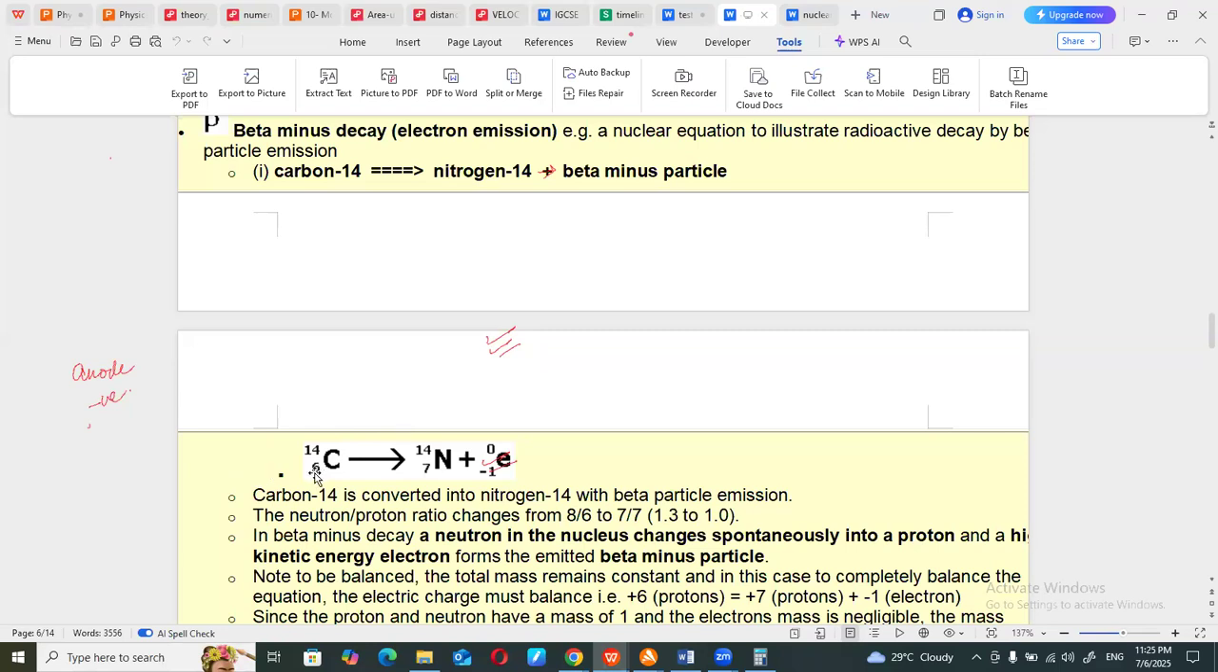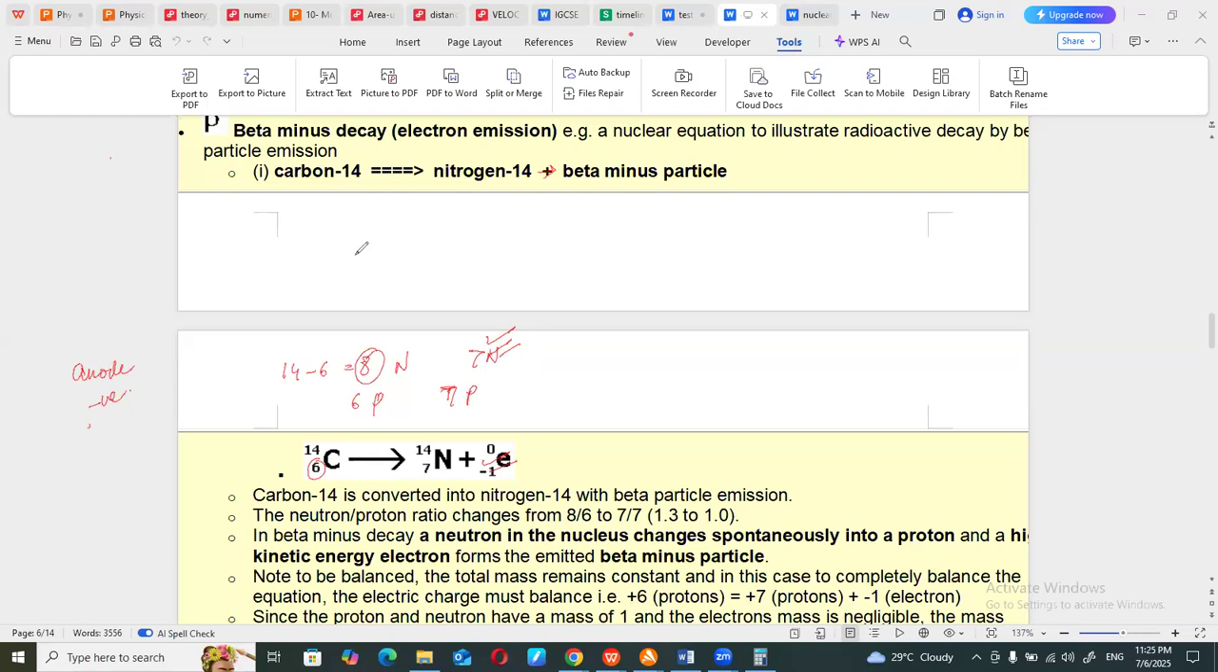here we have 6 protons. Let's calculate it and see for yourself. 14 minus 6, which is 8. So 8 neutrons and 6 protons. While in nitrogen, you get 7 protons and 7 neutrons. So as far as the nucleon number is concerned, it will be the same, because it is protons plus neutrons. But as far as protons are concerned, protons are increased by 1, but neutrons will be reduced by 1.